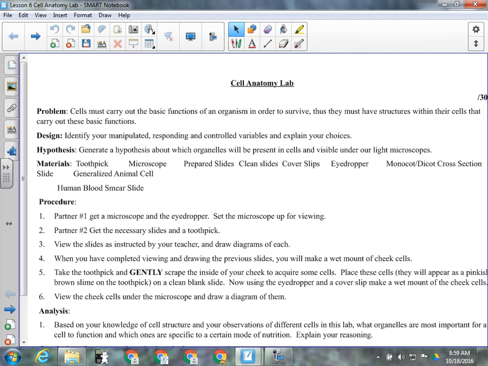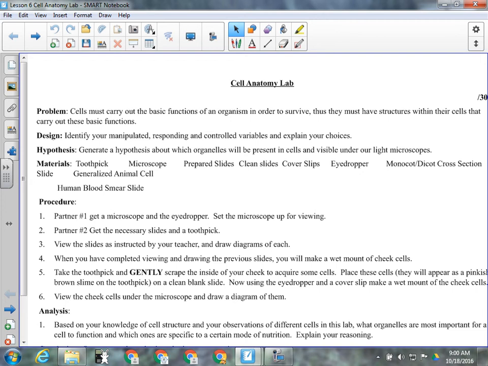So, the problem we're investigating has to do with the cell theory, specifically the second point of the cell theory, and that is that cells must carry out the basic functions of an organism in order to survive. Thus, they must have certain structures within their cells that carry out these basic functions. That's the problem we're investigating. You've got to put that in your own words in the form of a question, remember. That is a statement, not a question.